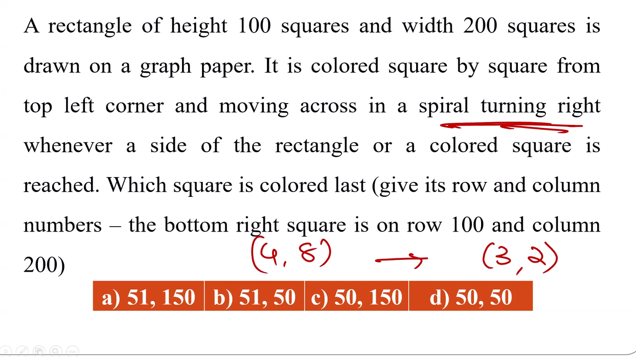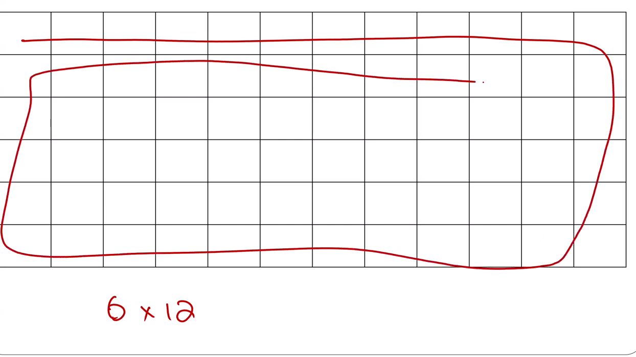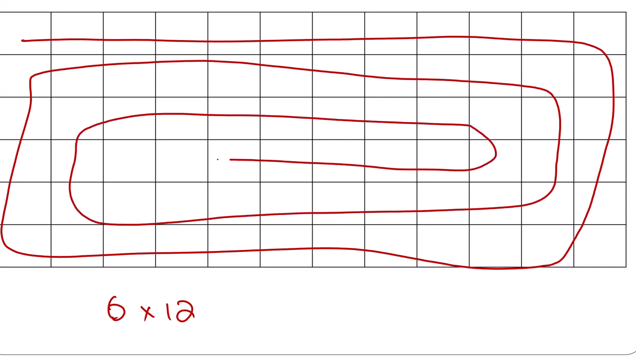Now similarly, for your better understanding, it may take time in the exam, but here I already drew the diagram: 6 rows and 12 columns. If I start now, you already have the idea. You people know spiral turning right, keep doing. The last box: so what is this row? 1, 2, 3, 4. 1, 2, 3. So the result is fourth row, third column. So when it is 6 and 12, you are getting 4 comma 3.